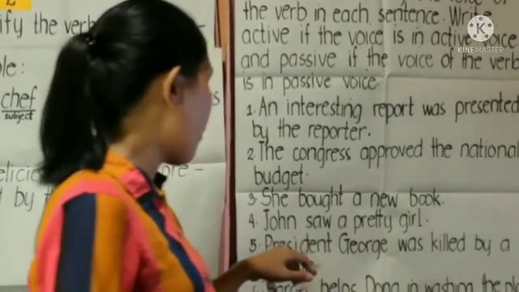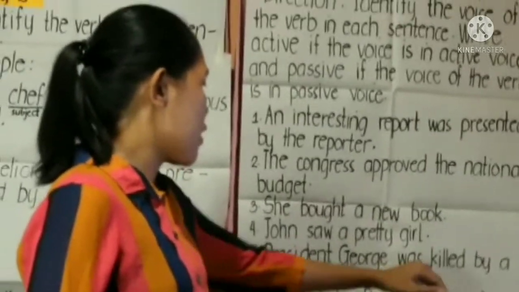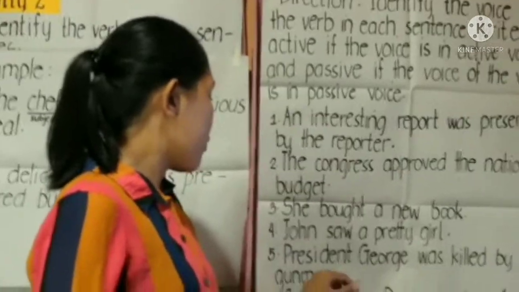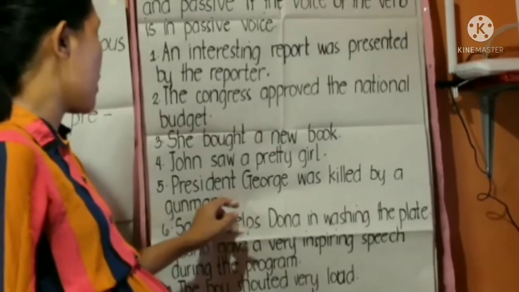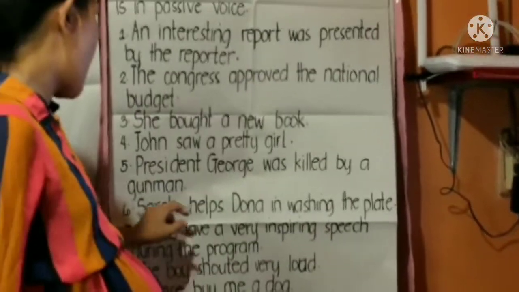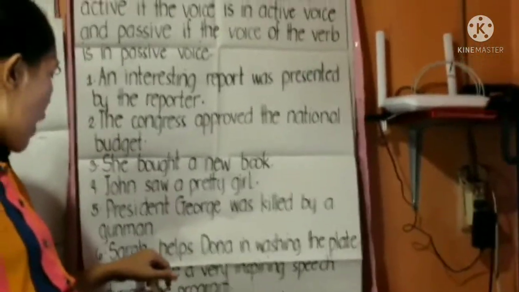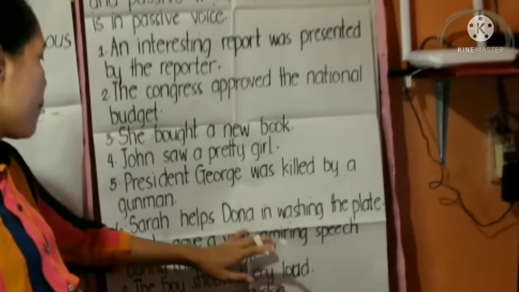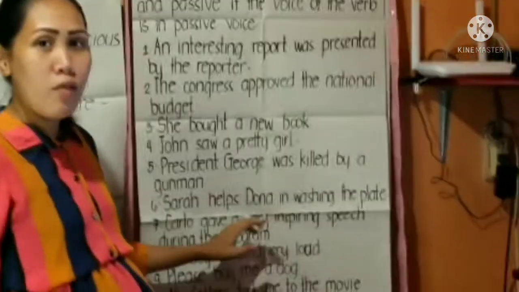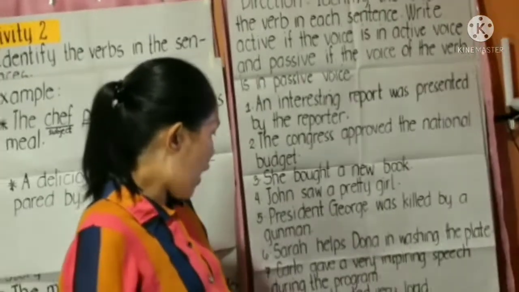And number 5, President George was killed by a gunman. You will notice, class, here that the subject of the sentence is also the receiver of the action. That's why this is in passive voice. Number 6, Sarah helps Donna in washing the plate. This is also in active voice form. And number 7, Carlo gave a very inspiring speech during the program. This is in active voice. And number 8, the boy shouted very loud. This also is in active voice.